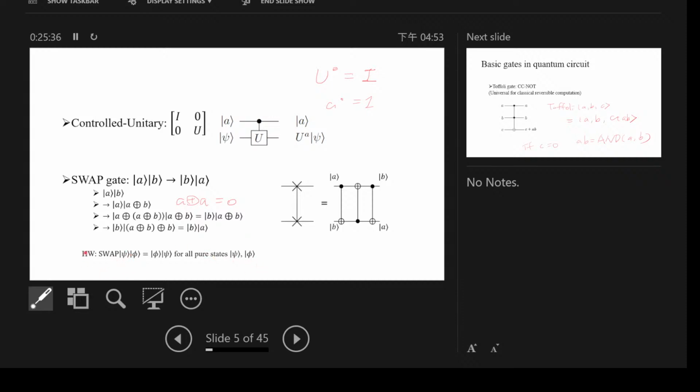And anyway, you can try this in your homework and see that for any pure state psi and phi, when you apply the swap gate, you become phi and psi. Okay. So this is the swap gate.